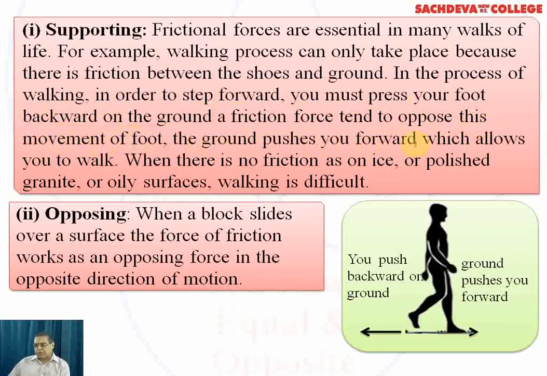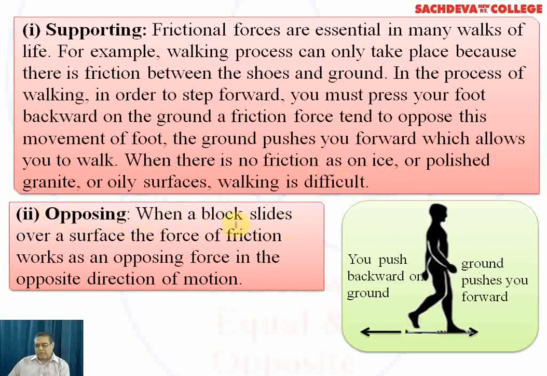The ground pushes you forward, which allows you to walk. When there is no friction, as on ice or polished granite or an oily surface, walking is difficult. So it is quite easy to walk on a surface with friction. If there is friction, we can move very easily. But if the surface is highly polished or oily, then there are more chances of slipping.